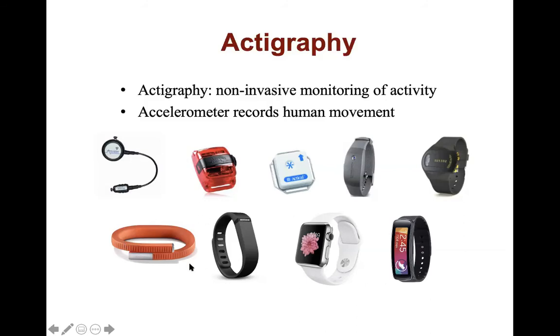All of those in the bottom row are worn by people, like Fitbit, which is, for example, very popular here. The devices in the top row are more research grade devices. They are used mostly to collect the data, not really to provide feedback to people who wear them.